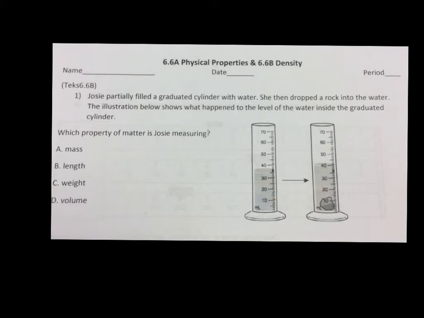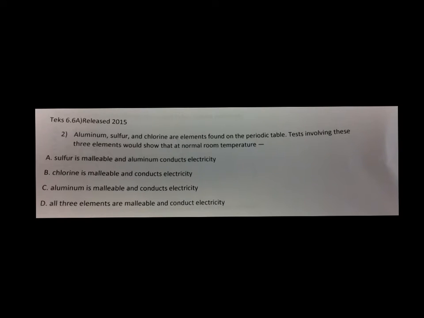A. Mass, B. Length, C. Weight, D. Volume. Aluminum, sulfur, and chlorine are elements found on the periodic table.